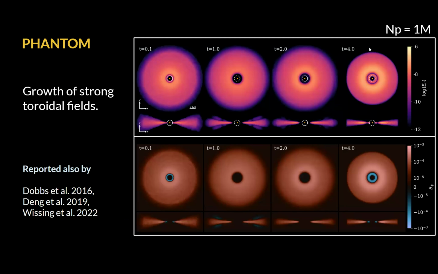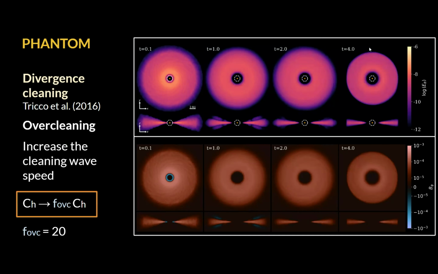And what about Phantom? Well, this is a characteristic simulation among all the runs that we have implemented so far. Here I showed you the magnetic energy density. Here is the toroidal magnetic field. And at the beginning, we observed this growth of strong toroidal fields that we thought, okay, this could be because of the activation of MRI. So we decided to improve the divergence cleaning of the magnetic field. We do that based on the method of Tricco et al. 2016. So we improved the divergence cleaning, and we observed that we solved that problem with the strong toroidal magnetic fields.